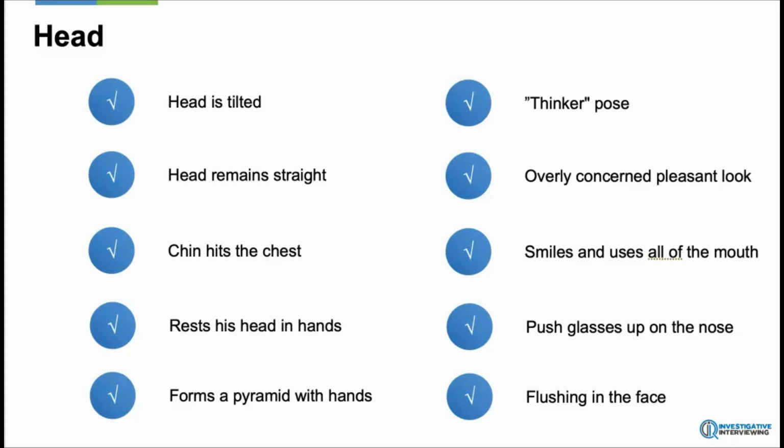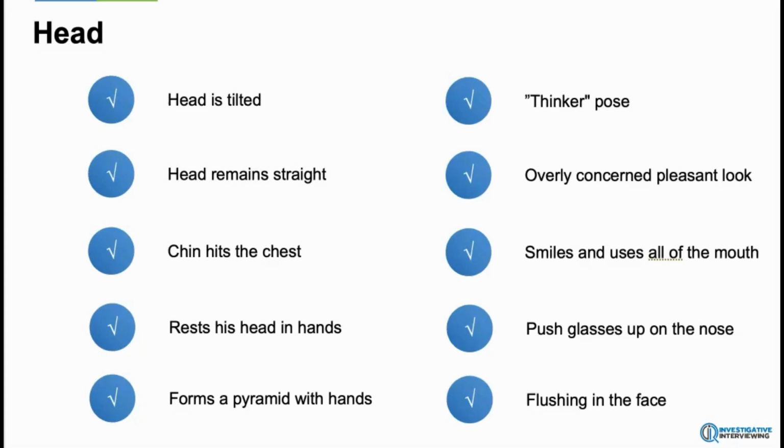Conversely, if the person's head is straight and kind of rigid, they may be angry with you. If the chin hits the chest, kind of held down, this could be a sign of depression or a resignation that being truthful is a better option than being deceptive. If the subject rests his head in his hands, sort of to support it, with the elbows on the table, this may be a sign the subject is thinking about what you're saying and may be involved in some sort of internal dialogue.